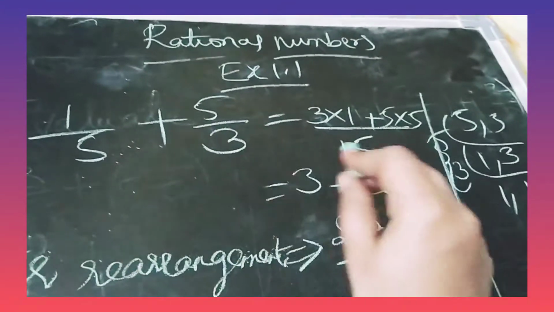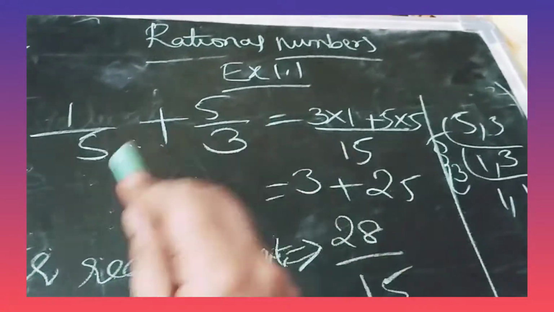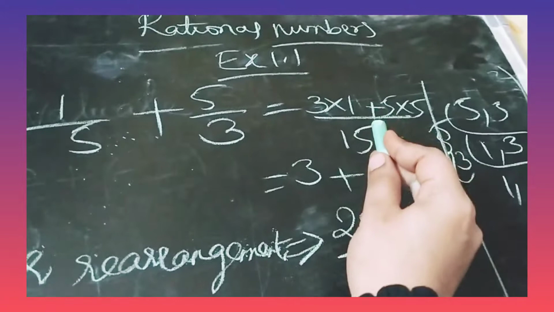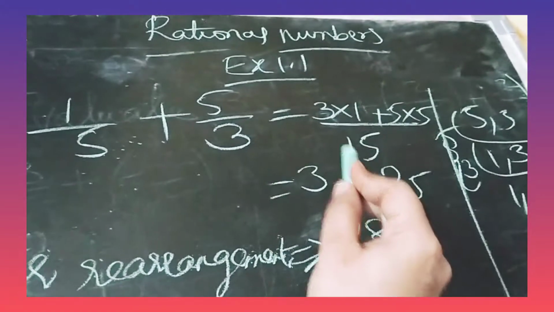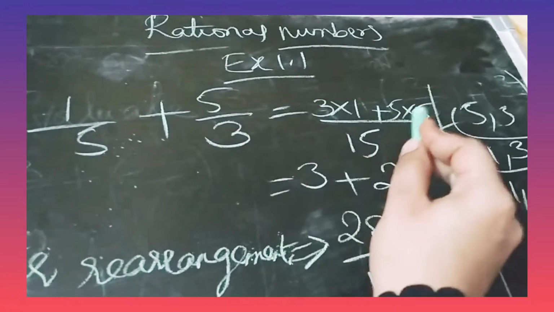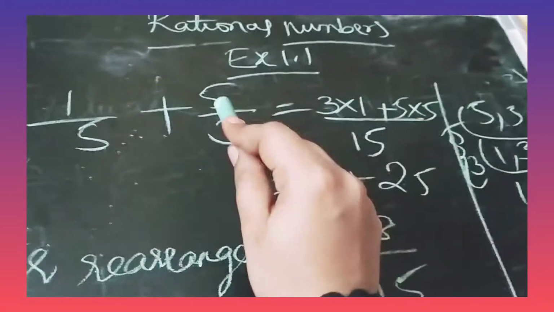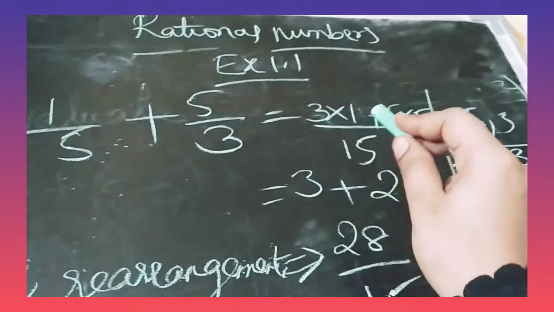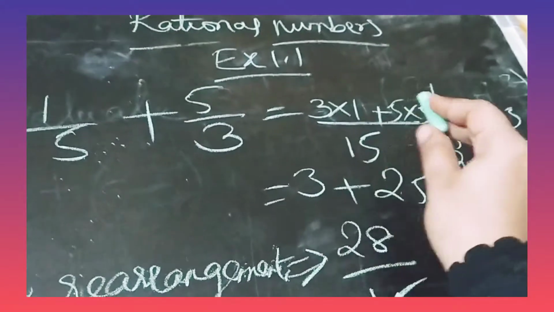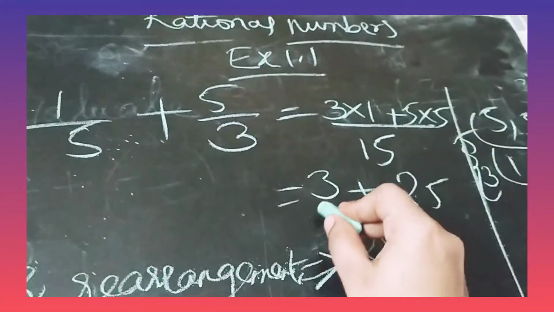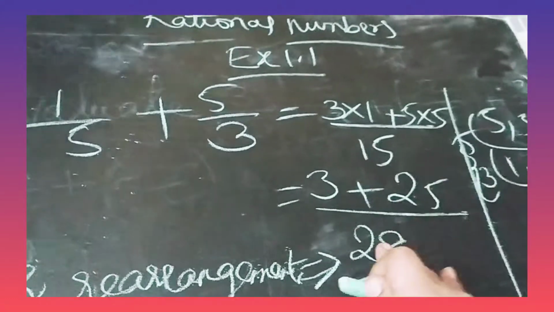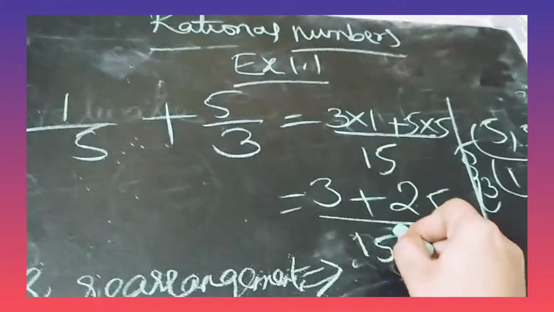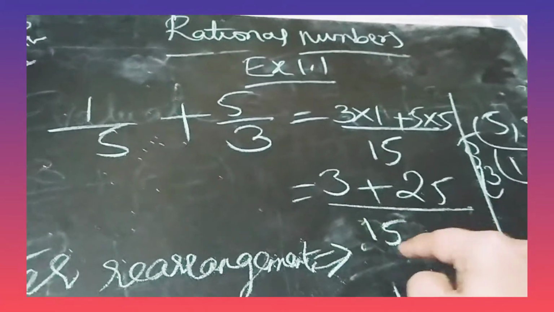How many times does 15 go in the 5 table? It goes 3 times. 3 into this numerator you have to write here, plus how many times does 15 go in the 3 table? It goes 5 times, into 5. This numerator you have to take here. Then 3 ones are 3, plus 5 5s are 25, by 15. So 3 plus 25 by 15.